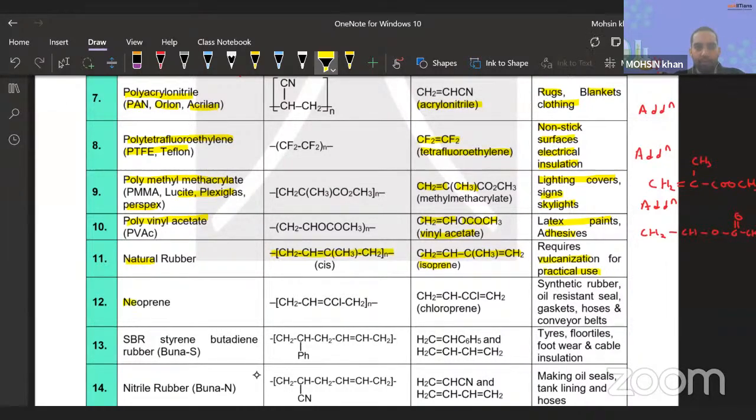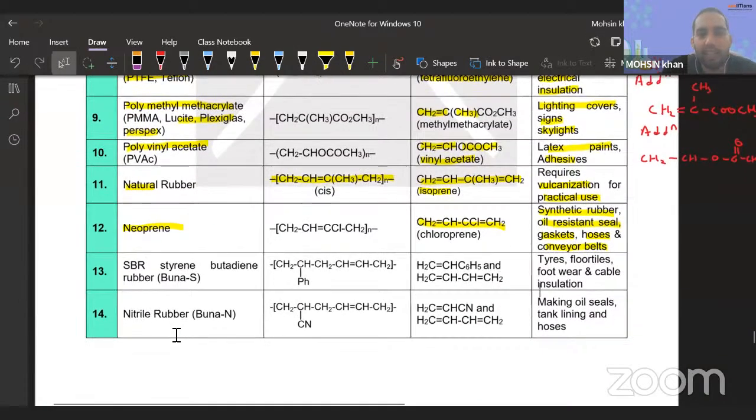Next, we have neoprene. Neoprene is a synthetic rubber, formed from the chloroprene unit. Its uses are oil resistance, seals, gaskets, hoses, and conveyor belts. These are the uses of the synthetic rubber.